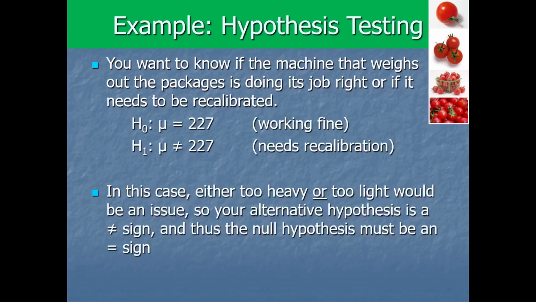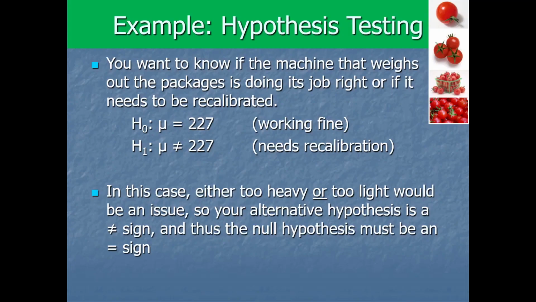Well, here's one way we might write it out. The null hypothesis would be that packages coming out are averaging 227. They are what we want. They're no different than the 227 goal. That's great. That's the null hypothesis, that everything is working fine.